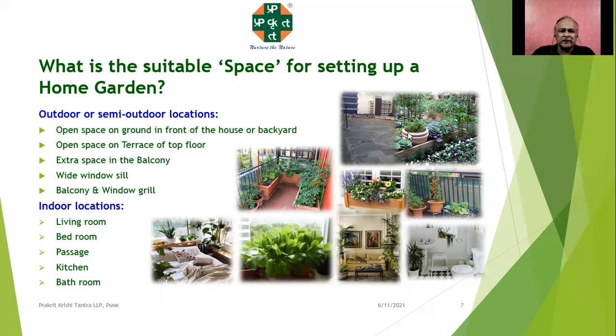This open space or terrace is completely outdoor, you can say, or semi-outdoor, like the balcony, the window sill, or the window grill, etc. And then indoor locations like the living room, as I said, the bedroom, passage, kitchen, bathroom. These are the places where we can create space for growing our plants, placing our plants indoors.